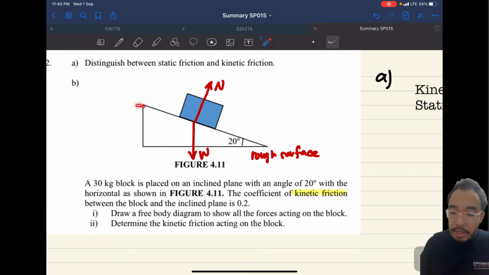Okay, let's say this surface over here is smooth, or licin, so you will expect this one will slide down. It will go down in this direction. So if this object moves in that direction, my friction will be in the opposite direction. So basically in this case, the friction will try to prevent the object from moving. So the friction will try to move in this direction.